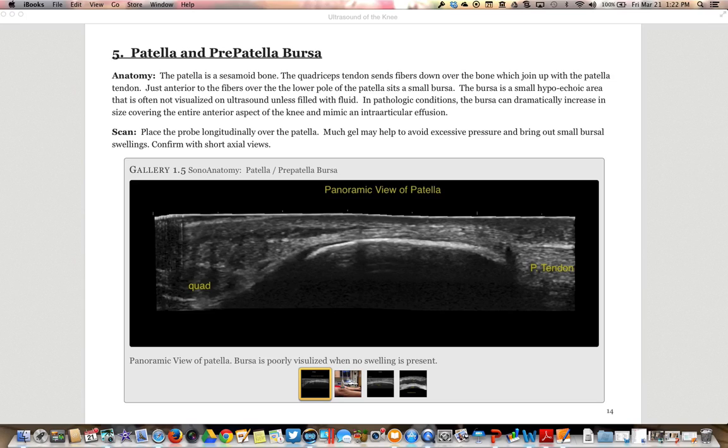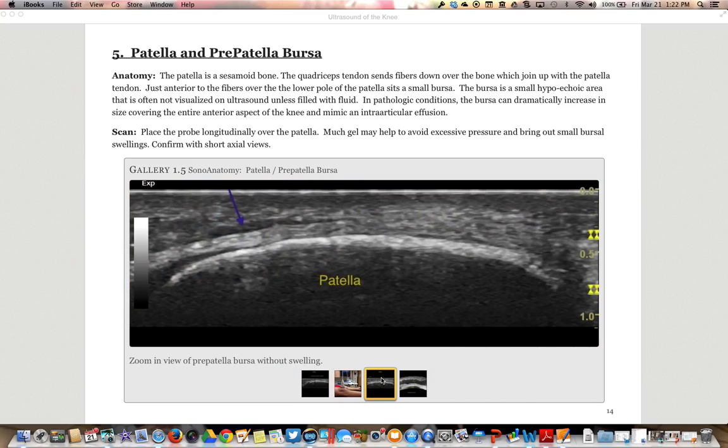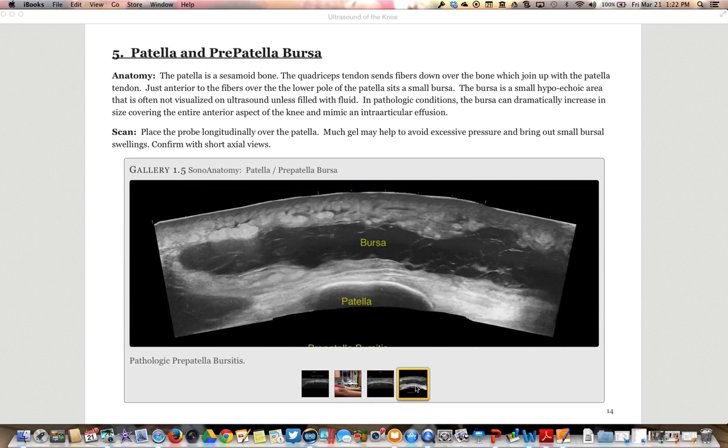Confirm with short axial views. Here we're looking at a panoramic view of the quad and patella tendon here. Use copious gel. Small bursa, a potential sac which would swell with fluid, as in this case of a prepatellar bursitis.